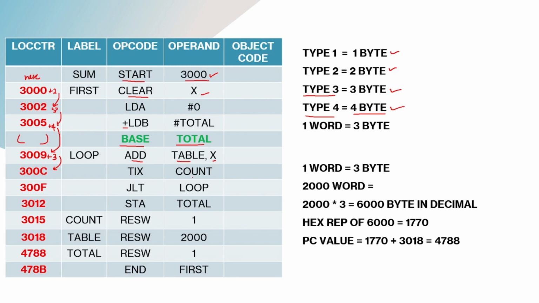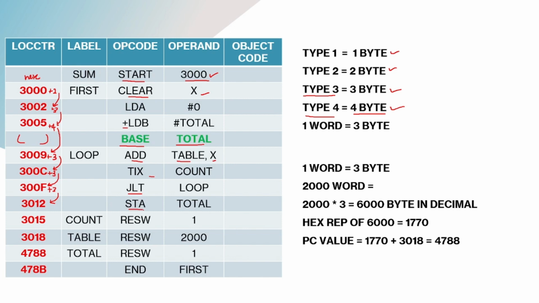Now we have TIX COUNT. TIX COUNT is again a type 3 instruction format. So it takes up 3 bytes of space. So 3 bytes we add right here to the current location counter value. It points to the next value, 300F. JLT. Again, JLT is type 3, no hash, no register being used. This also occupies 3 bytes. We add 3 right here. Next value is 3012.